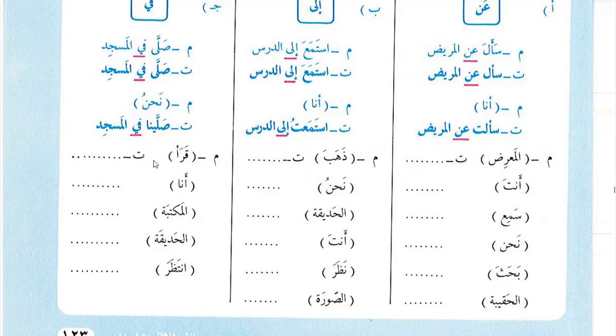Now you will say we read in the masjid. Miss Rahma. Qara'na fil masjid. Next, I read in the masjid. Qara'tu fil masjid. I read in the library. Qara'tu fil maktabat. I read in the garden. Qara'tu fil hadiqat. I waited at the garden. Nazartu. No. Fil hadiqat. Intazartu. Okay. Intazartu fil hadiqat.